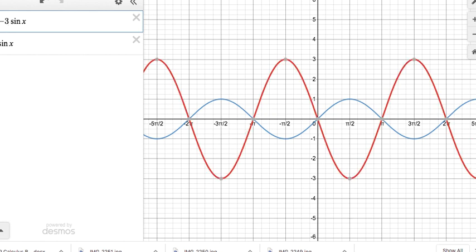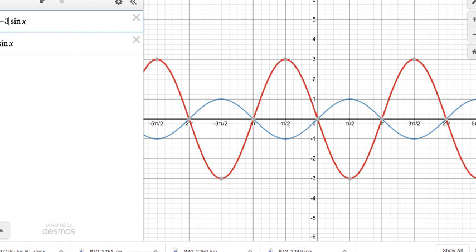If I do negative 3, now not only is it stretched, to have a maximum of 3 and a minimum of negative 3, but it's also negative, meaning reflected across the axis. So instead of going up to start, this sine graph in red is going down to start. So that's kind of showing you what our amplitude is doing. The number in front of your sine function is helping to tell you what the amplitude of that graph is going to be.